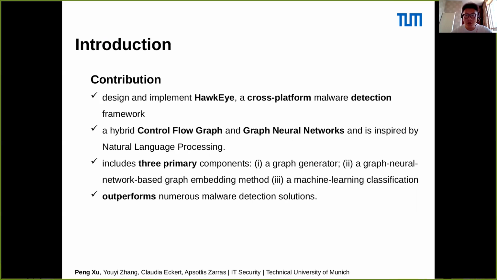The structure of our work includes three primary modules. The first one is the graph generator. The second one is the graph neural network-based graph embedding, and the third one is the machine learning-based classification. The result of our work outperforms numerous malware detection solutions.